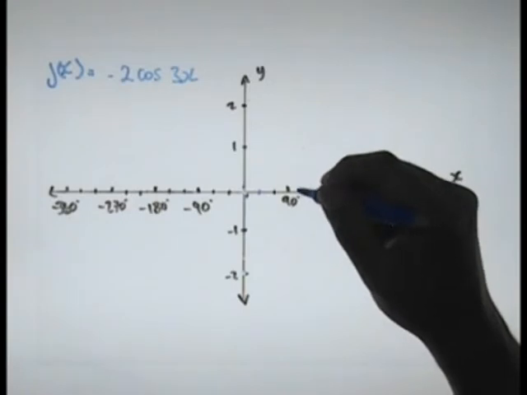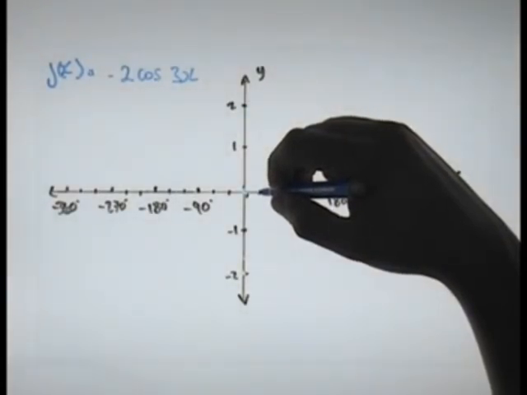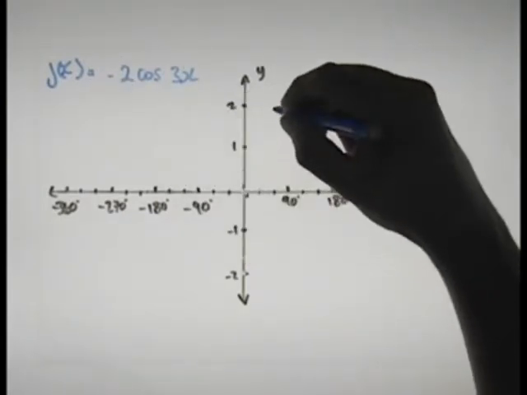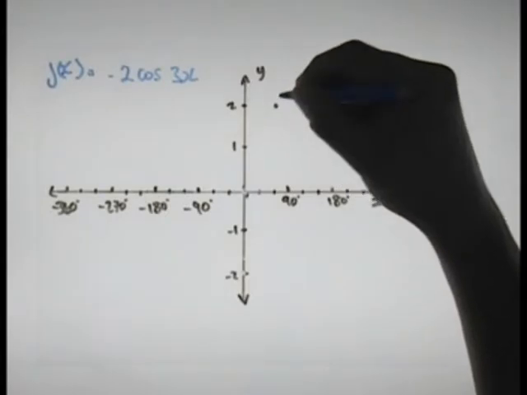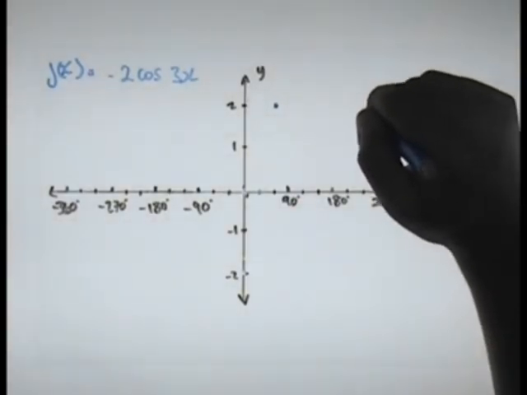Let's see if we can find a pattern here. When x is equal to 30 degrees, it's going to be cos of 90, which is 0, times negative 2, which is 0. When x is equal to 60 degrees, that's going to be 60 degrees times 3, which is 180 degrees. Cos of 180 degrees is negative 1, multiplied by negative 2 is going to give me positive 2. Negative times a positive is negative. Negative times a negative is positive.